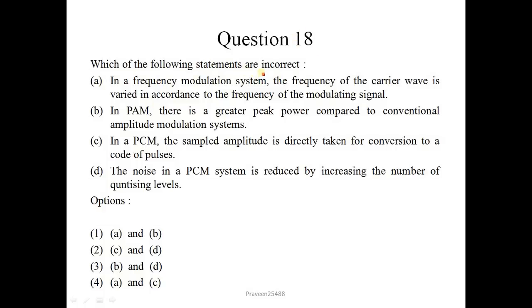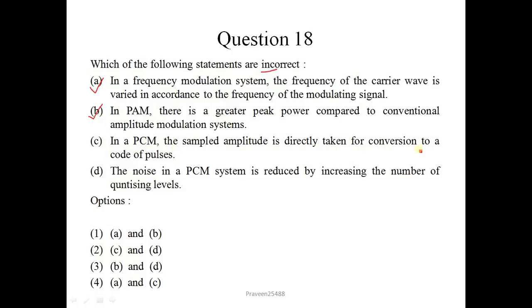In a frequency modulation system, the frequency of the carrier wave is varied in accordance with the frequency of the modulating signal. So this statement is correct. In a PAM, there is a greater peak power compared to conventional amplitude modulation systems. This statement is also correct. In a PCM, the sampled amplitude is directly taken for conversion to a code of pulses.